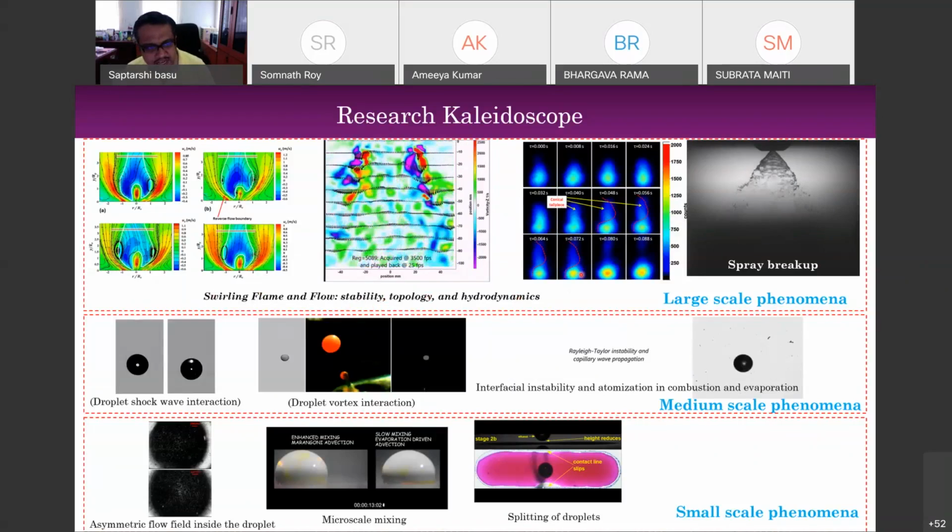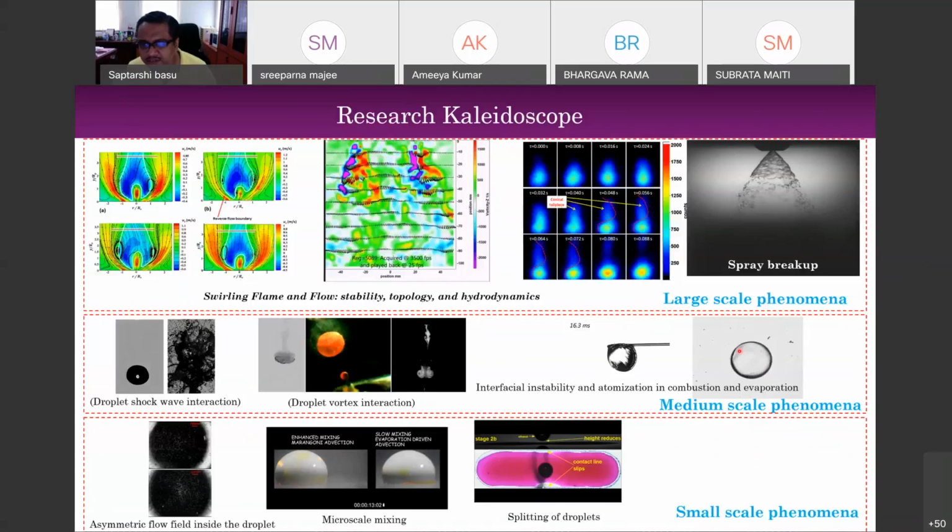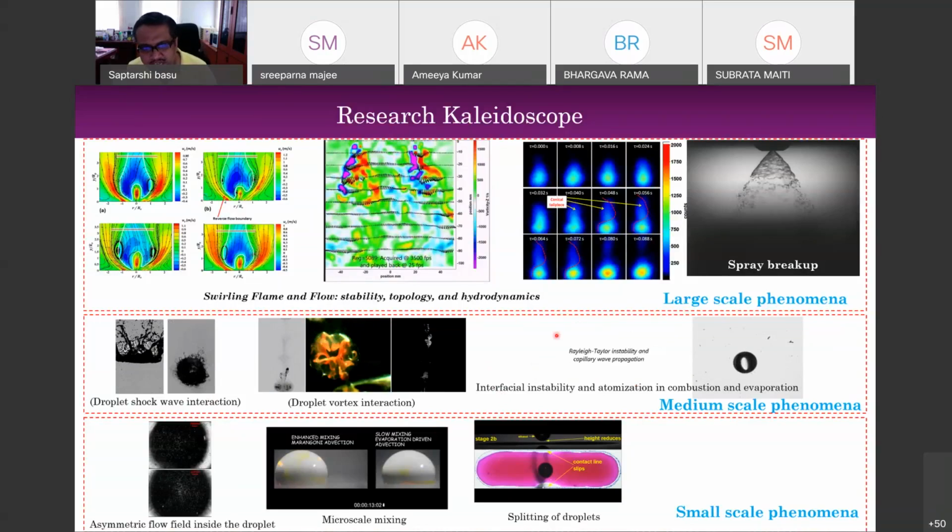Then, of course, the second part is, if you look over here, you'll find what we call a drop shock interaction. This is a droplet vortex interaction, as you can see, if the videos are running. And you also see certain instabilities when you have a droplet. You can see the instabilities over here. So these are, I would say, medium scale events where we look at individual droplets and try to understand what is going on with them. I'm not going to spend too much time on this, but some of the videos can be quite exciting.